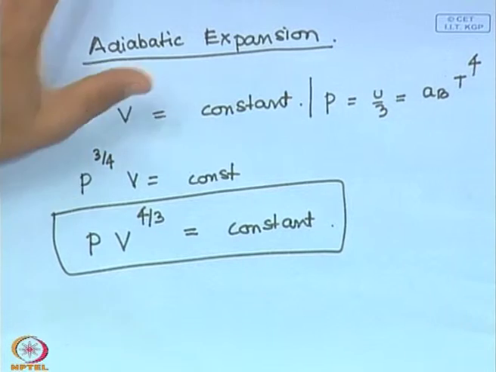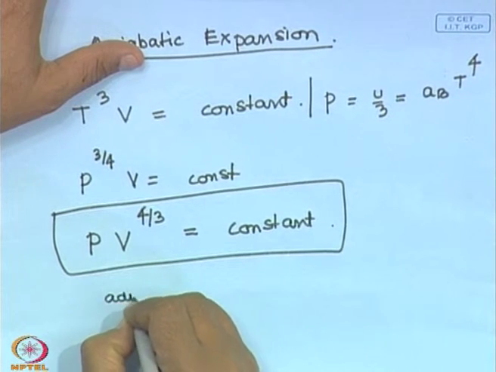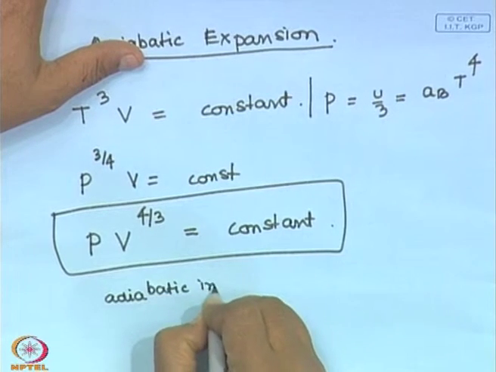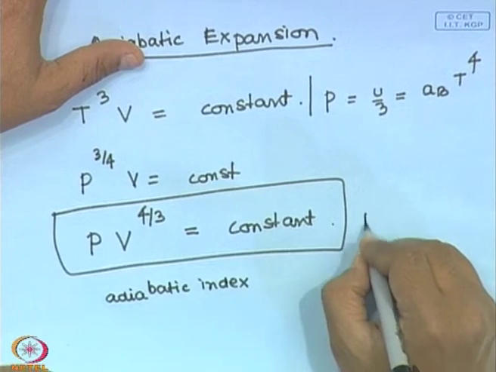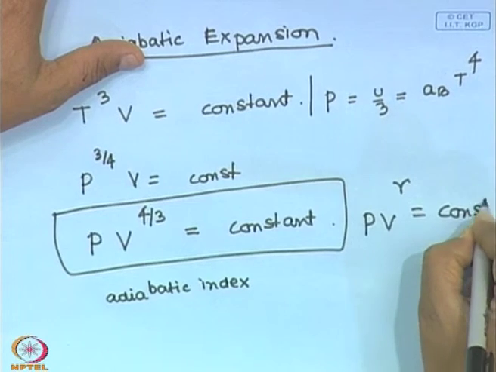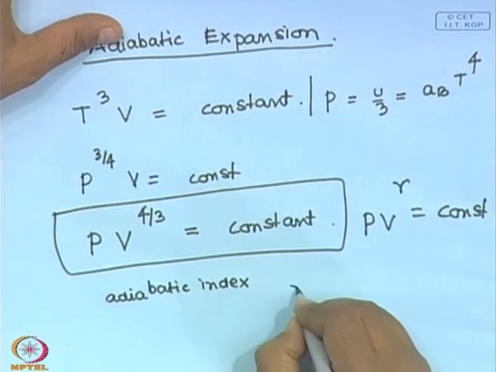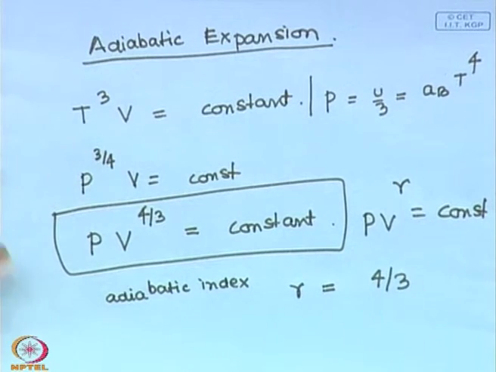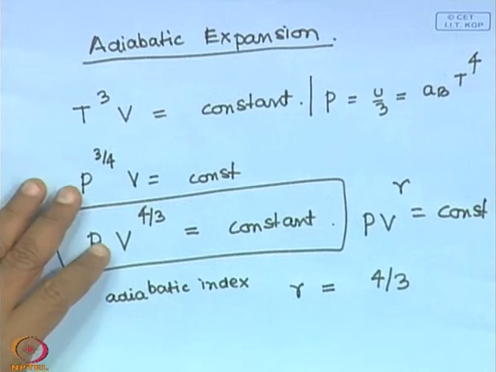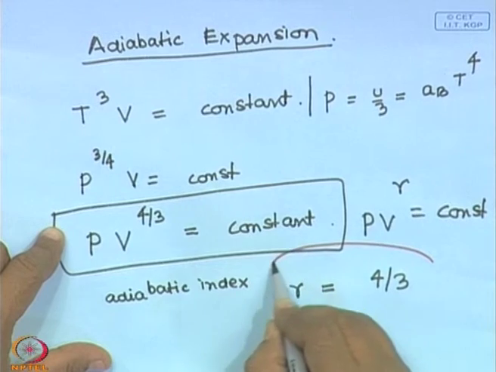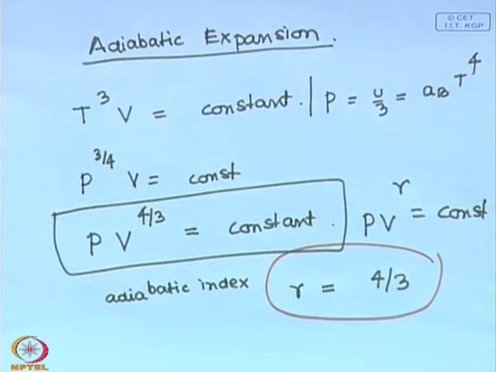Now, we have something called the adiabatic index, which you have possibly encountered. P V to the power gamma is a constant. So, here the adiabatic index gamma is 4/3. Okay, this is a thermodynamic medium where the adiabatic index is 4/3. And this is quite a useful thing that we shall be using quite a bit in this course.